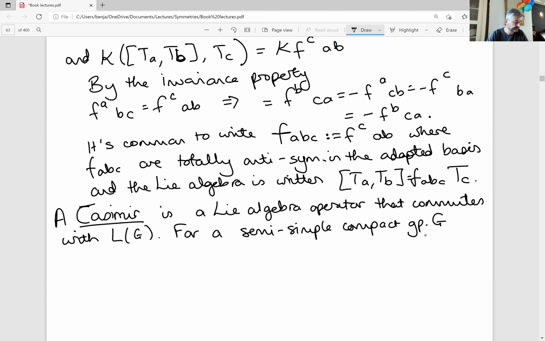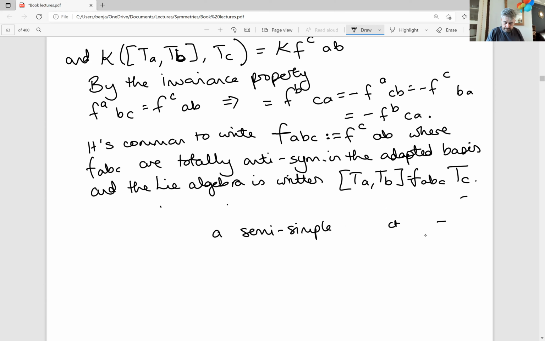But for a compact group, which is semi-simple, there's an adapted basis. Oh, I beg your pardon. I should have told you that first. Let me do that first, actually. Right. So okay, so I'm going to talk now about these compact groups.